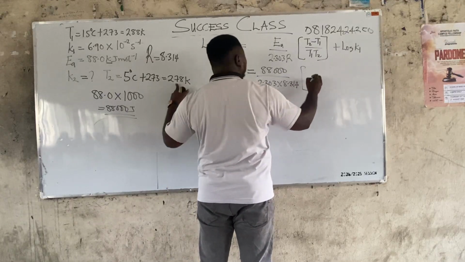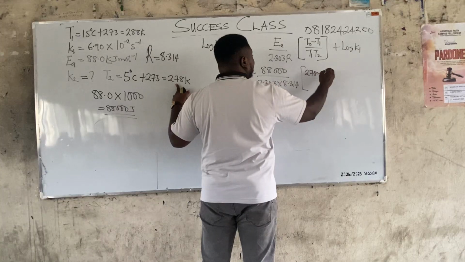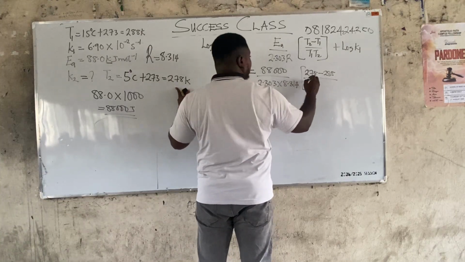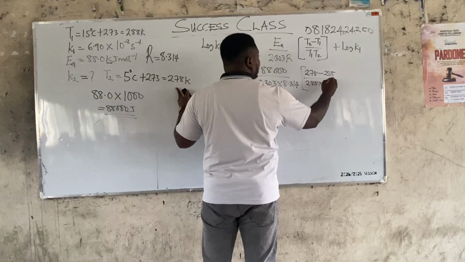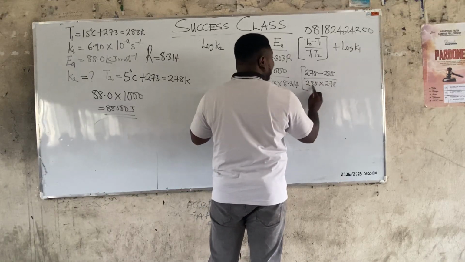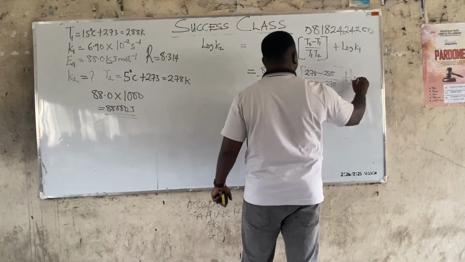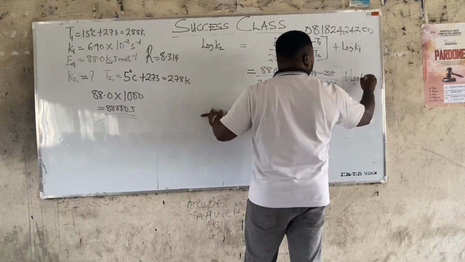Who is T2? T2 is 278. Who is T1? T1 is 288. So we have (T1 minus T2) over (T1 times T2), plus log K1. Who is K1? 6.90.